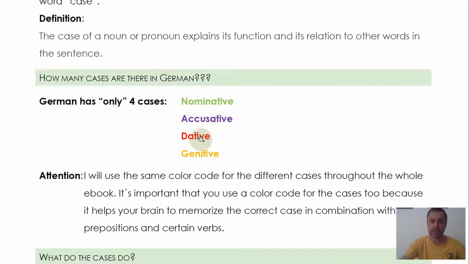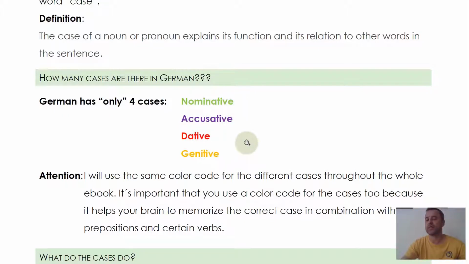My recommendation is this color code, but you can use any color code that works for you, because it will make it easier for you to memorize, for example, verbs with a certain case or prepositions with a certain case, simply by writing them down in the assigned color. It saves a lot of space in your vocabulary list if you don't have to write next to it: works with dative, works with accusative. You just write it in the color and you know it already.